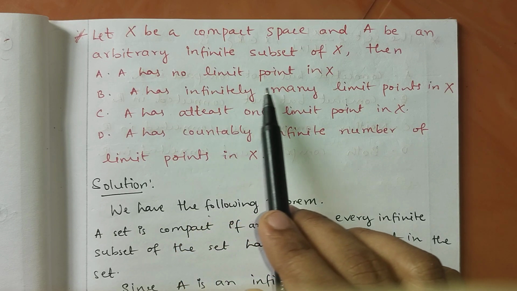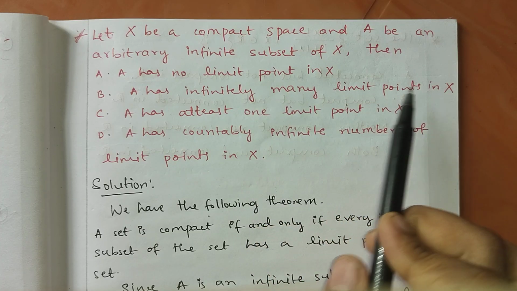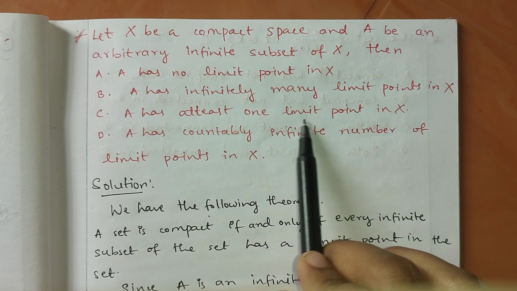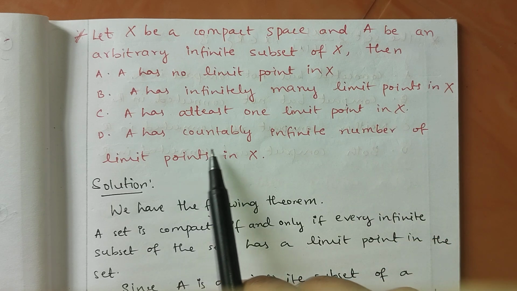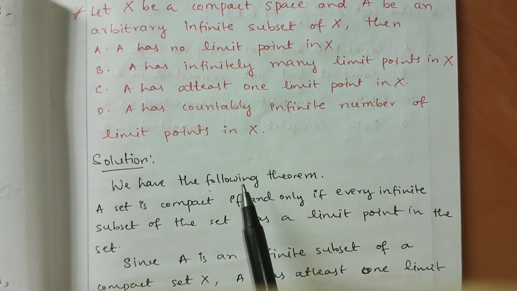Option A: A has no limit point in X. Option B: A has infinitely many limit points in X. Option C: A has at least one limit point in X. Option D: A has countably infinite number of limit points in X.